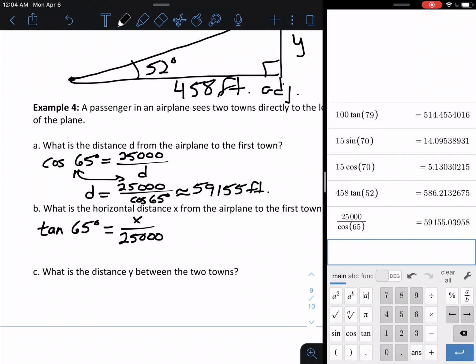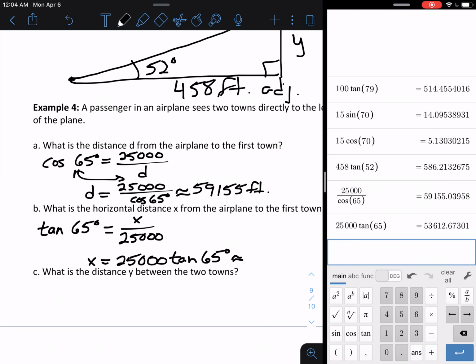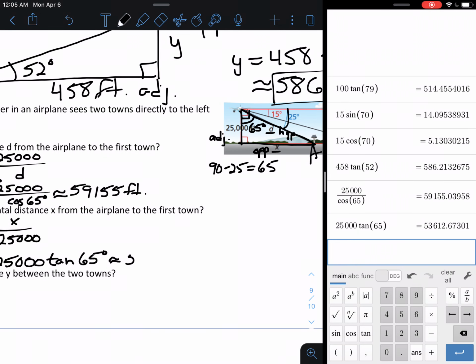To solve this time, we're just going to multiply by 25,000 on each side. So 25,000 multiplied by tangent of 65 degrees. Let's see what that is approximately. Looks like it's coming out to about 53,613 feet.